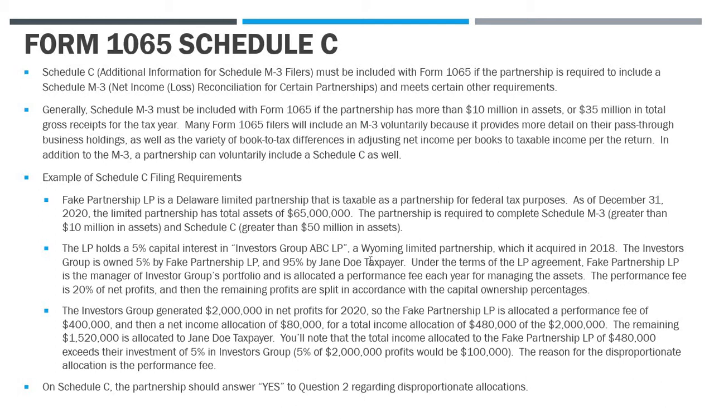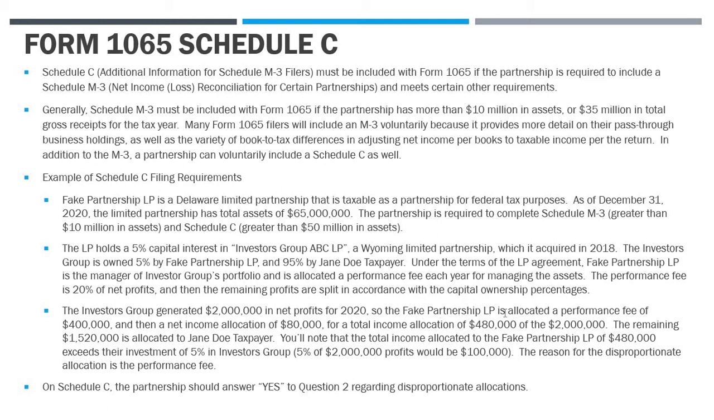Now, under the terms of the LP agreement in Investors Group, the fake partnership, our partnership, is the manager of the Investors Group portfolio, so it's being allocated a performance fee each year for managing the assets. The performance fee is 20% of the Investors Group limited partnership's net profits. And then after that allocation occurs, the remaining profits are split in accordance with the capital ownership percentages, right? So a 5-95 split.